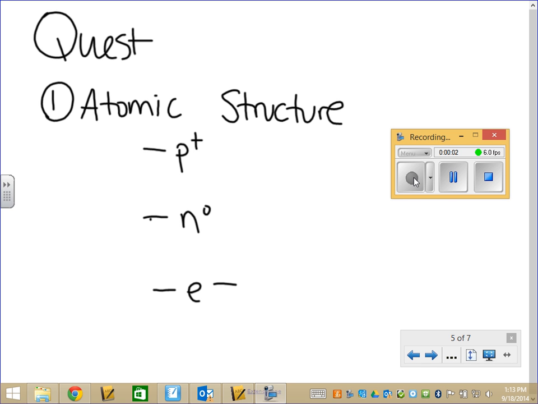So you can see I'm recording this in case you need to go back and check on something that I say during this review. But these are the basic things that are going to be on your quiz. The first section of this part here was about atomic structure.